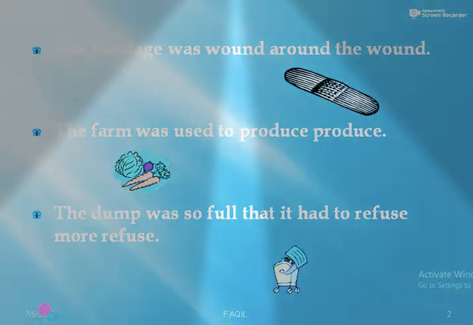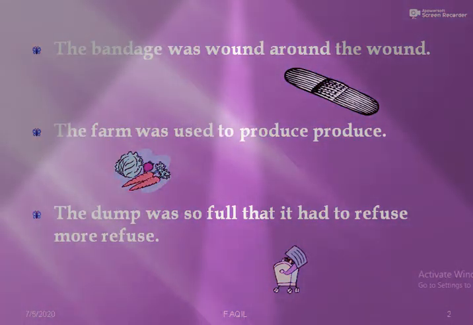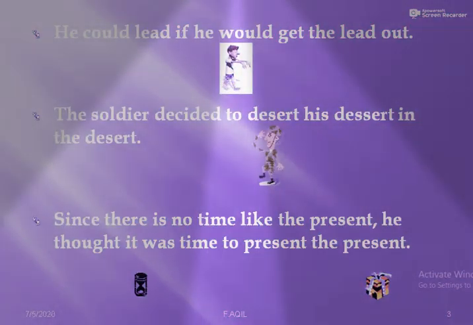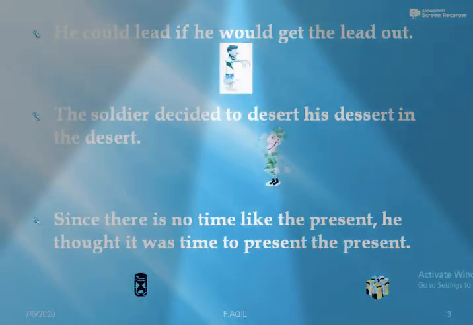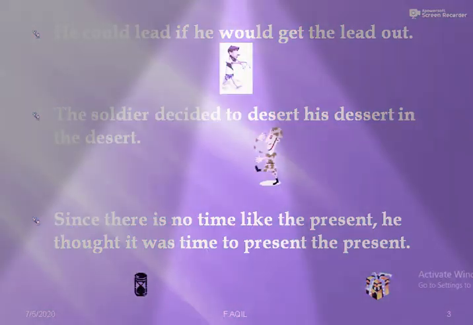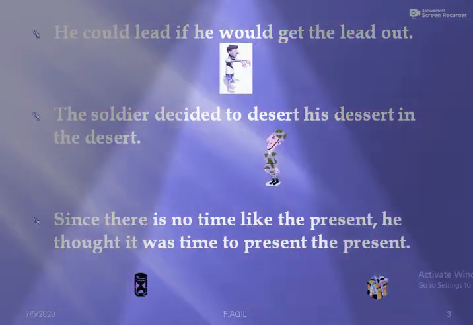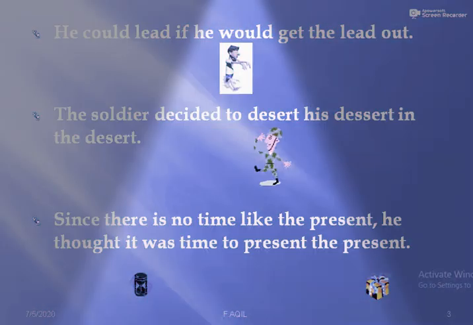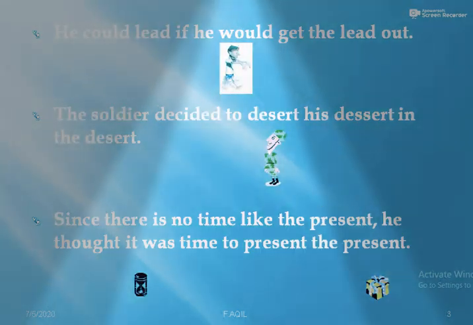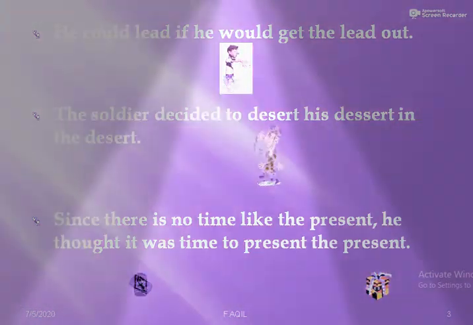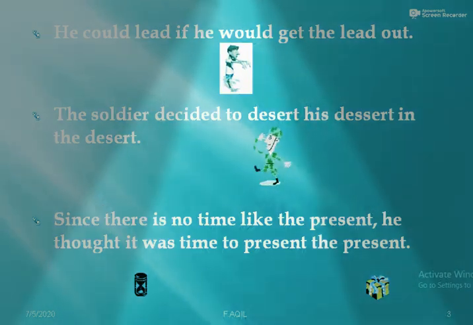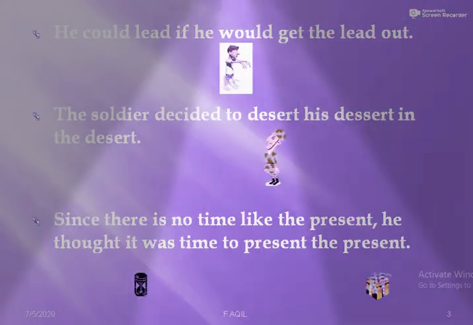So now let's look at the next sentences we have. The first one is, he could lead if he would get the lead out. Now the two words here, lead and led. So the first one is when we show the way, that is like a leader who directs us or shows us the way. And the second one is lead, which is a metal.